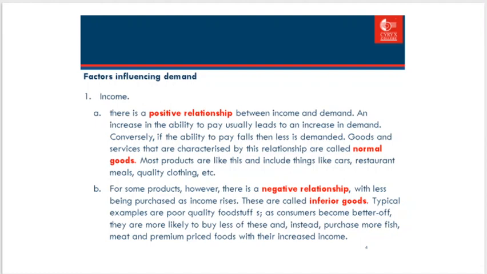Typical examples are poor quality foodstuffs. As consumers become better off, they are more likely to buy less of these and, instead, purchase more fish, meat, and premium-priced foods with their increased income.